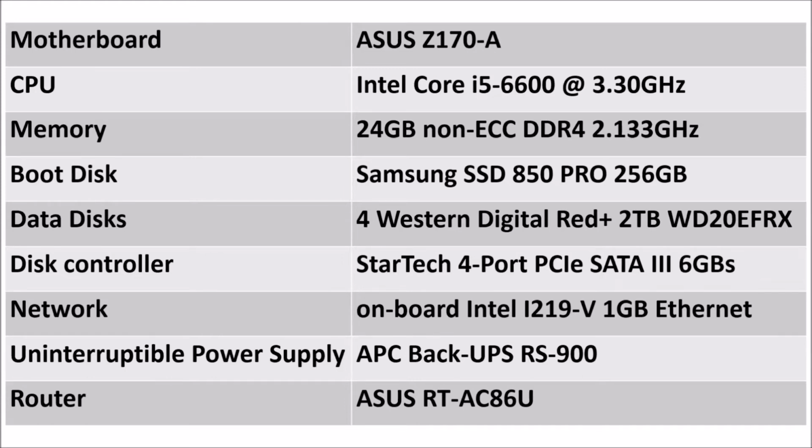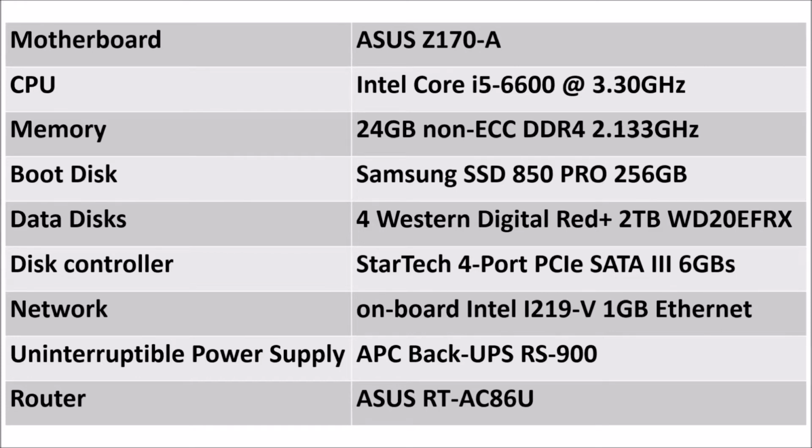The motherboard I have did not have enough SATA ports for my 4 data disks, so I had to buy another controller. I bought a StarTech 4-port PCIe SATA 3 6 gigabit system. It supports RAID. FreeNAS works better when it has lowest level access to the disks, and so it will work with hardware RAID, but it works better without it. So I have not used the hardware RAID on this particular controller.